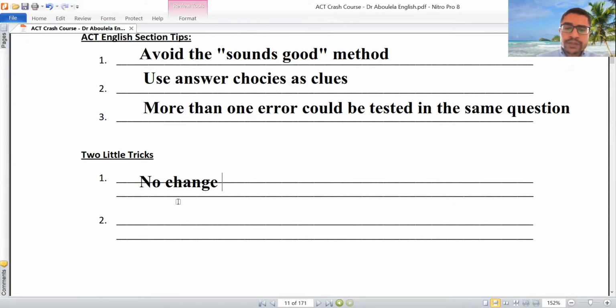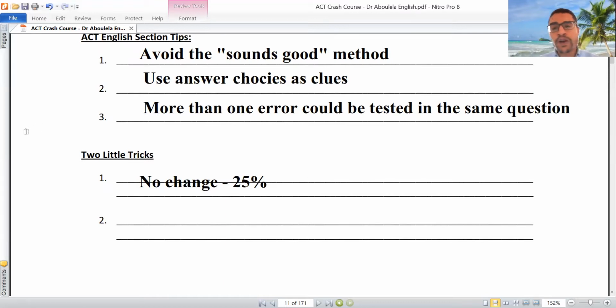A no change choice could be correct 25% of the time because you have 4 choices, so the probability of no change being correct is 25%. Now, many people are afraid to pick no change when in fact, according to some research I've done through ACT English exams from 2001 till 2020, it turns out that no change is the most common choice. So the original sentence or the underlined portion could be correct as is.